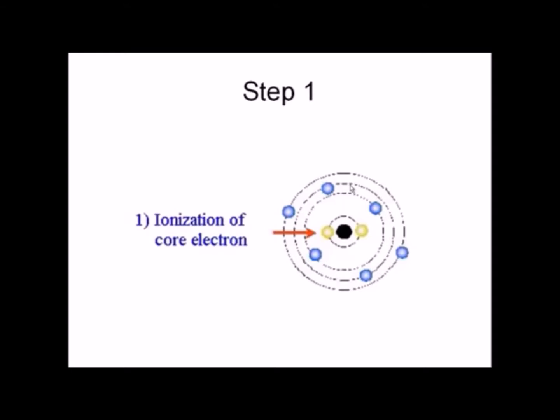Step 1 involves the ionization of a core electron. The red arrow signifies the energy applied to the sample. The tan sphere corresponds to the electrons at the core of the shell, and the blue spheres go with the electrons on the outer shells. The atom is ionized by removing one core electron.